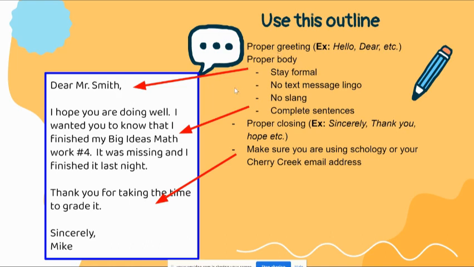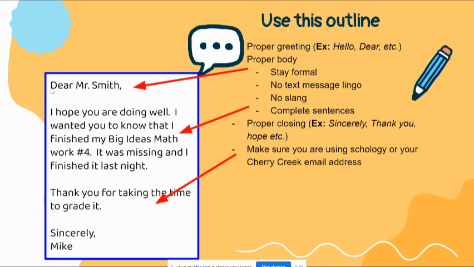You want to use a proper body. So you want to stay pretty formal. Don't use text message lingo. Don't type LOL or ROFL or anything crazy. You want to talk like you normally would to an adult. No slang. So no writing funky words, anything like that. And you want to use complete sentences. And then you want a proper closing, for example, sincerely or thank you. Okay. And make sure you're using Schoology or your Cherry Creek.